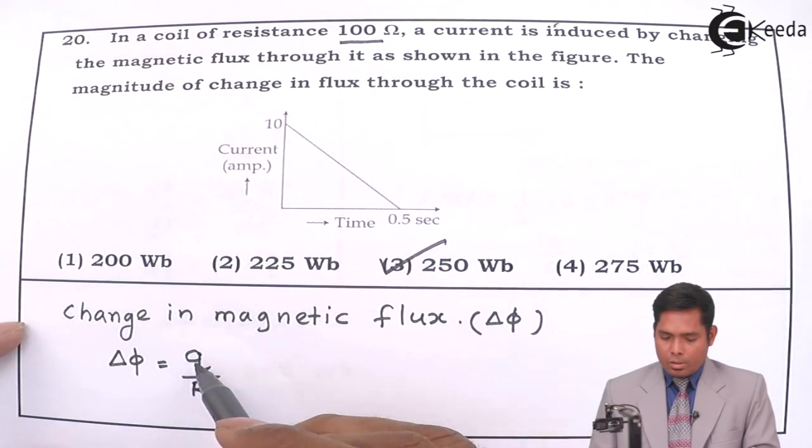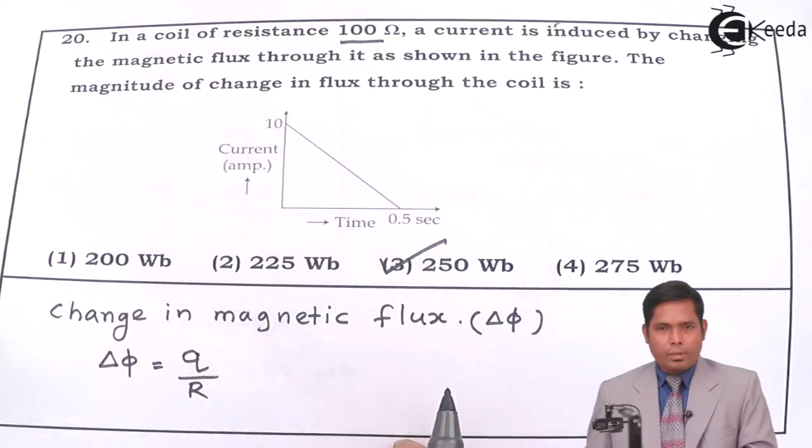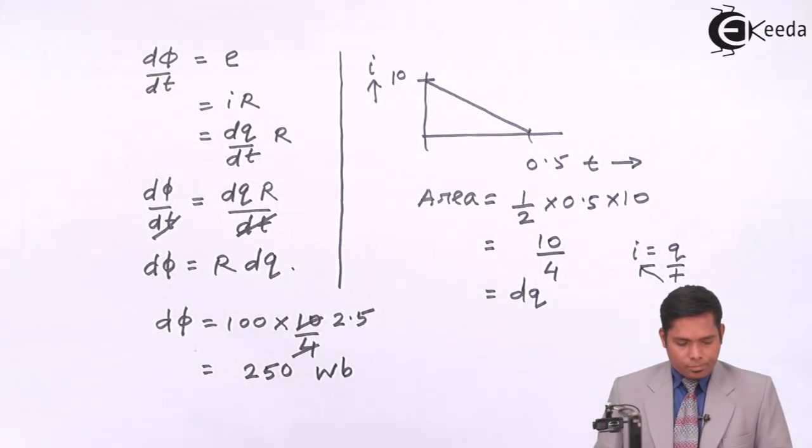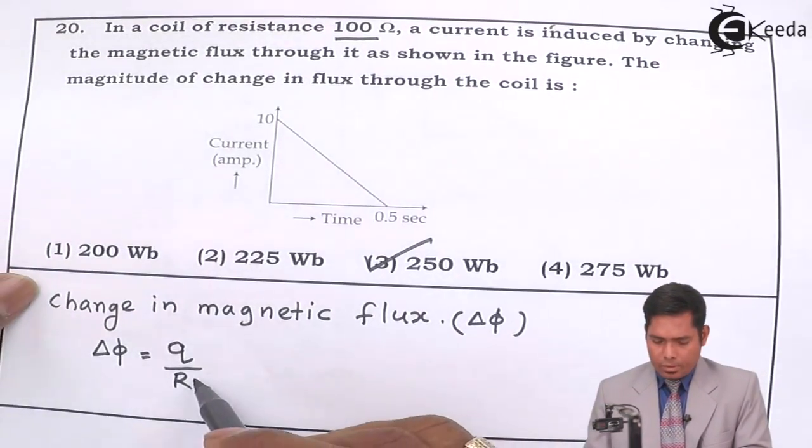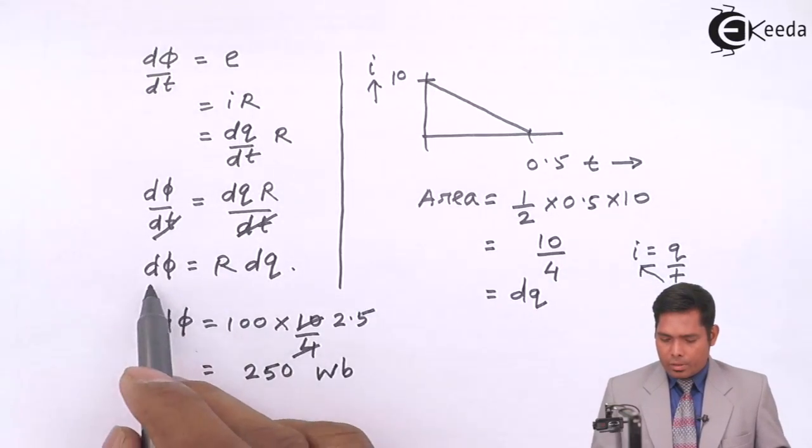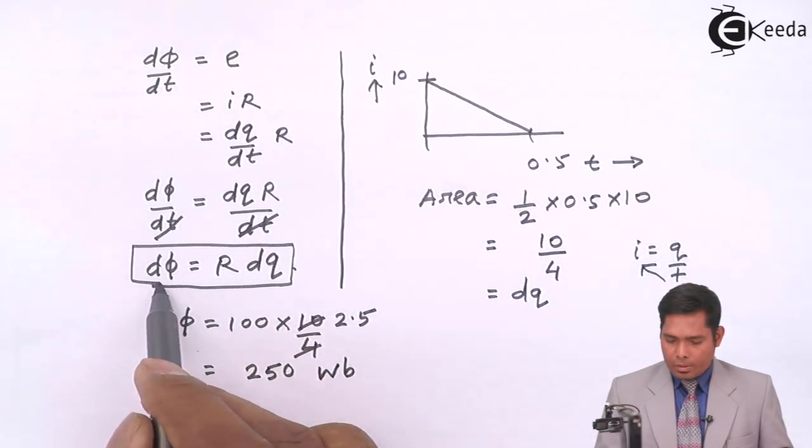This is actually the multiplication of q into r, which defines d phi. We can multiply it with this. This is given in the formula here. Multiply this. Okay.